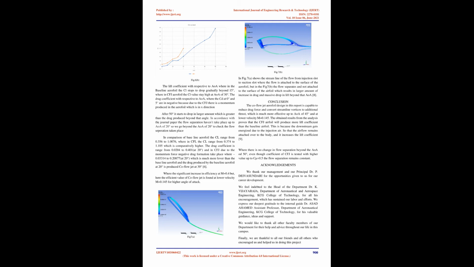8. Conclusion: the CO flow jet aerofoil design in this report is capable of reducing drag force and converting streamline vortices to additional thrust, which is much more effective up to an AOA of 45 degrees and at a lower velocity, m equals 0.145. The obtained results from the analysis prove that the CFJ airfoil will produce more lift coefficient than the baseline airfoil. This is because the downstream gets energized due to the injected air, so the airflow remains attached to the body, and it increases the lift coefficient. 9.